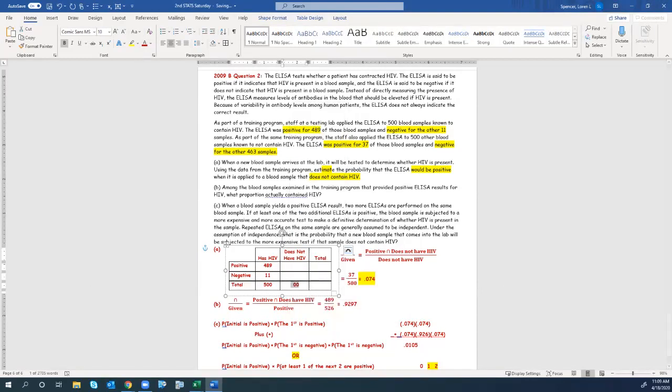But we have 500 who are known not to have HIV. And in those, it was positive for 37 and negative for the other 463. And so I'm going to go ahead and complete the table. 500 plus 500 is 1,000, and I'll add all my rows across. And everything should add up, and so I have a built-in check. Well, when I look at this, we know that 500 don't have HIV, but it tested positive 37. So 37 over 500 is 0.074.